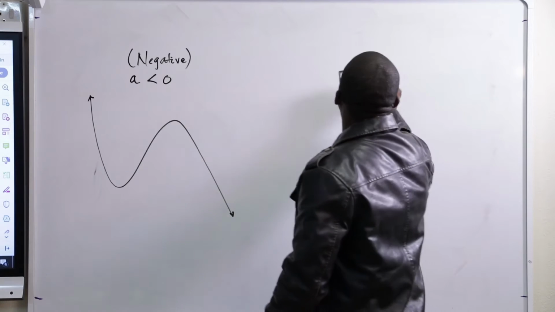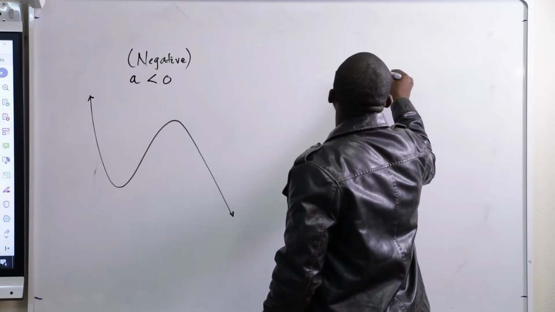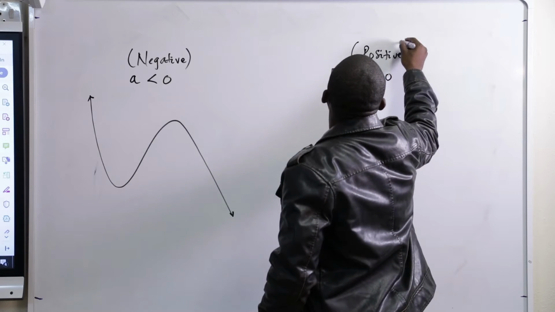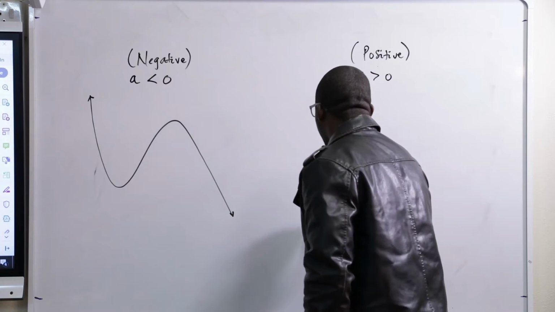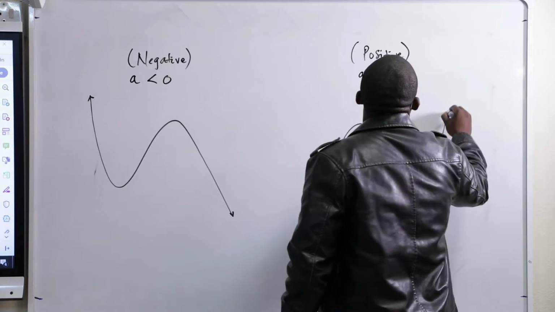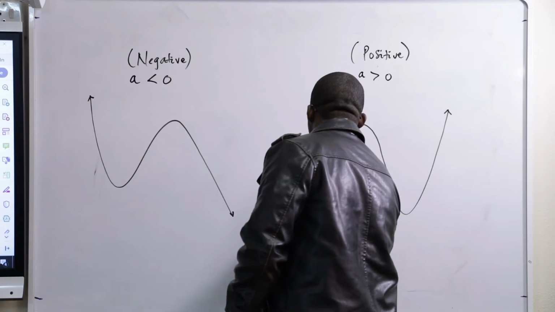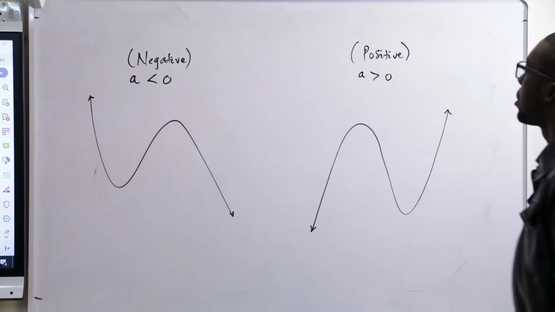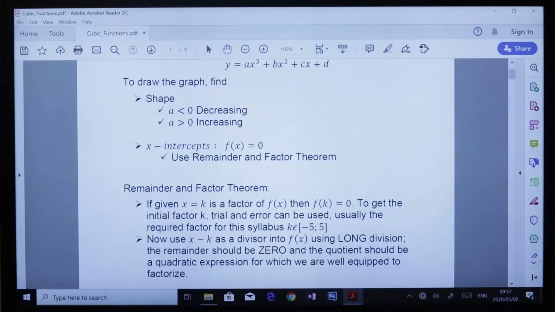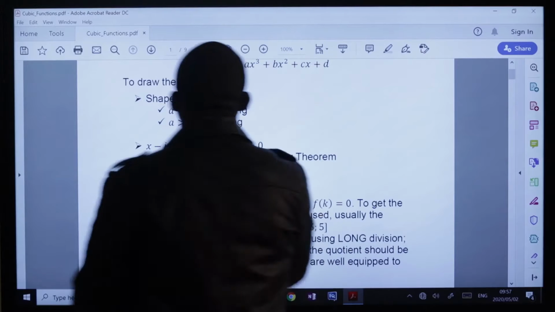If a happened to be positive, greater than 0, meaning the coefficient of x cubed is positive, then the shape starts from the bottom left corner, reaches a maximum, then a minimum, and continues like that. That is the meaning of shape.